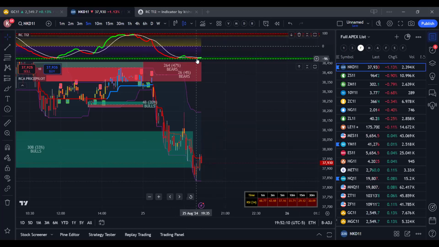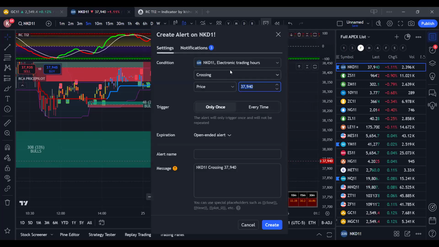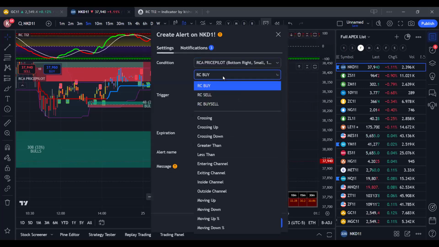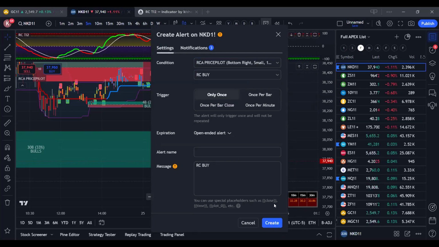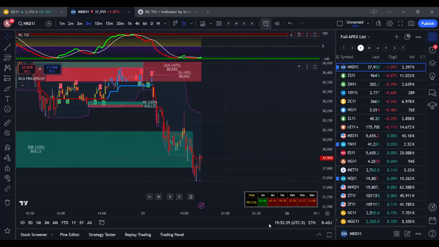Then whenever price goes to the bottom, you will get a notification, or whenever price goes to the top, you will get a notification. In the same way, with Price Pilot you can do buy or sell, whenever you receive a buy or sell. As I said, B stands for buy, S stands for sell. So if you want to receive a notification for either buy or sell, you can do RC buy sell. And for example, now we may get a buy, right? It came all the way to the bottom, touched it, and now it is trying to bounce back.